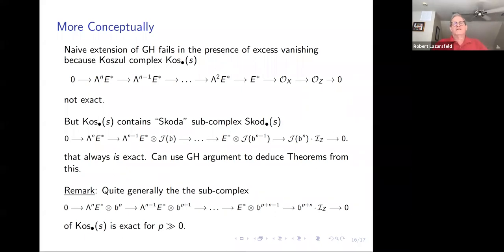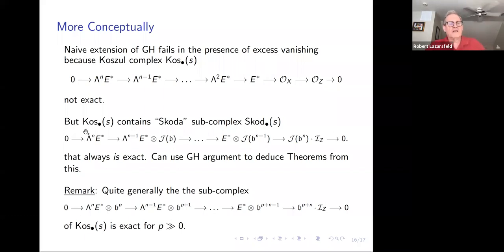But now, the idea is that if you have a section of a vector bundle that vanishes in a yucky way, the Koszul complex isn't exact, but there are some subcomplexes that are exact. And in particular, what multiplier ideals give you, with the same assumptions on S as before, and here you need vanishing for multiplier ideals, is a subcomplex of the Koszul complex that is automatically exact.